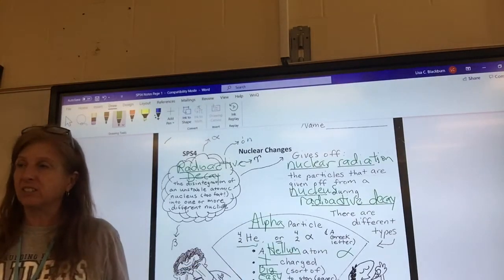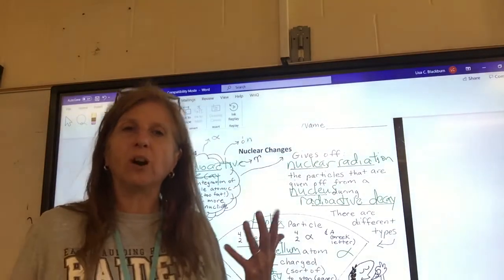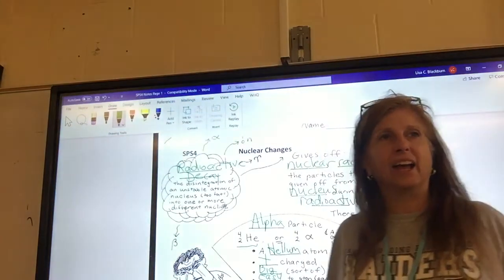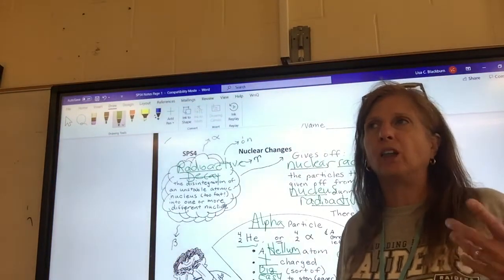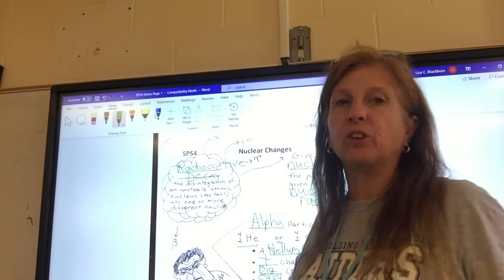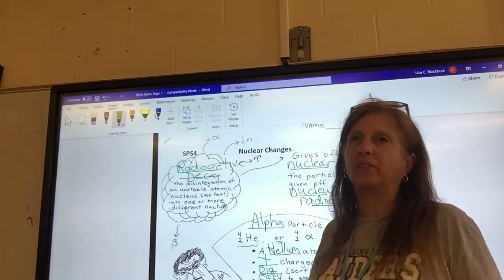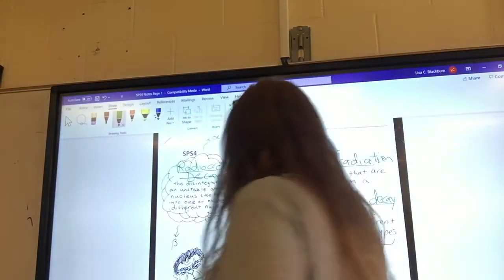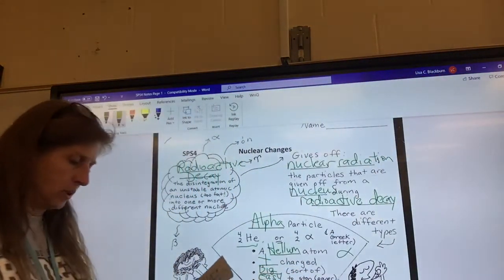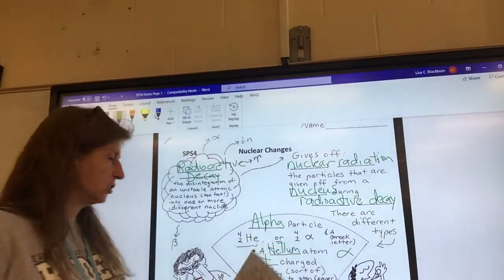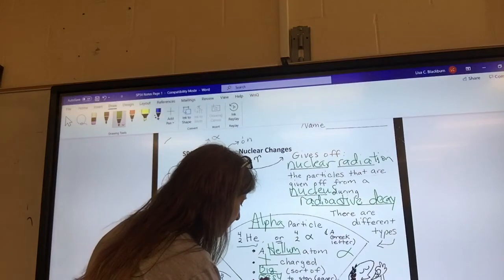It ionizes, which means when you are hit with it, it can turn some of your atoms into ions, which makes it more likely for you to get cancer. Things that give you free radicals, which is another way of talking about ions, are more likely to give you cancer. And what happens when you have an alpha particle, it will change the atomic mass.